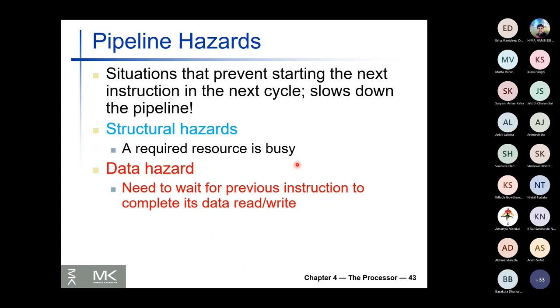Yeah, we may or may not have to clear, because suppose the branch is not taken, then the next instruction will be executed anyway, right? Then whatever has entered the pipeline is correct.